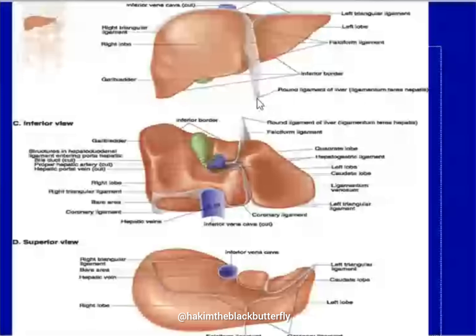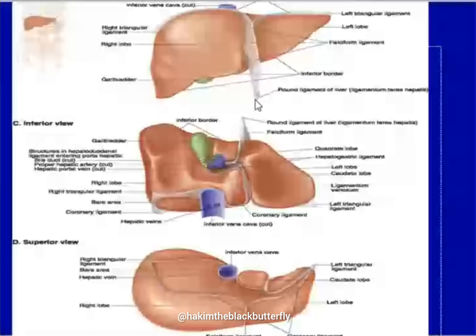Who remembers the function of this falciform ligament? Have I ever talked about the falciform ligament? It is to attach the liver to the anterior abdominal wall.